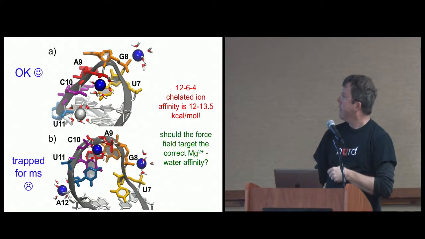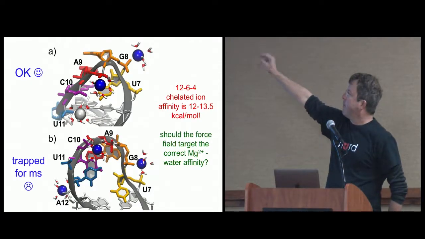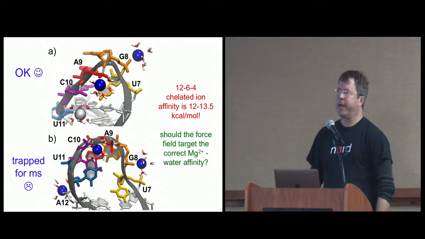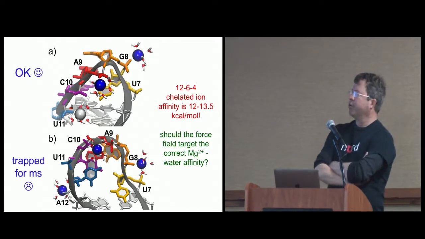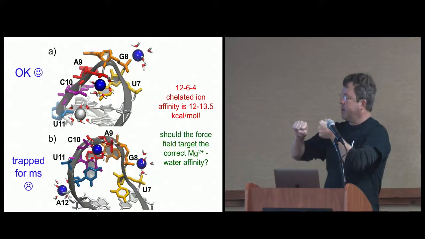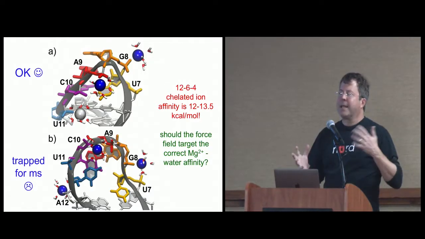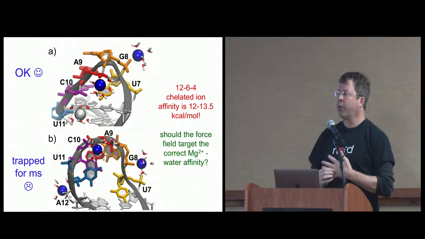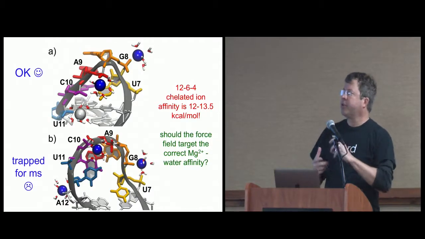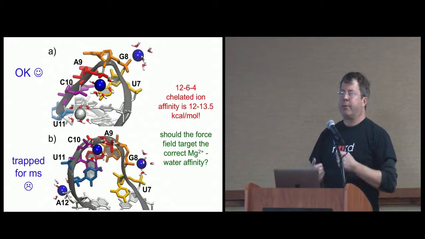And the problem is, with this new 12-6-4 ion parameter from Kenneth Merz's lab, which adds in an r to the minus fourth van der Waals type term to improve the performance, they get the correct binding affinity for a magnesium to the phosphate. That's about 12 to 13.5 kcal per mole. But if you just look at transition state theory, you want to break that bond, that's many milliseconds of time it's going to have to happen. And we're running our simulations on a microsecond time scale. There's no way you could, if you're trapped, recover from that trap with standard MD methods.